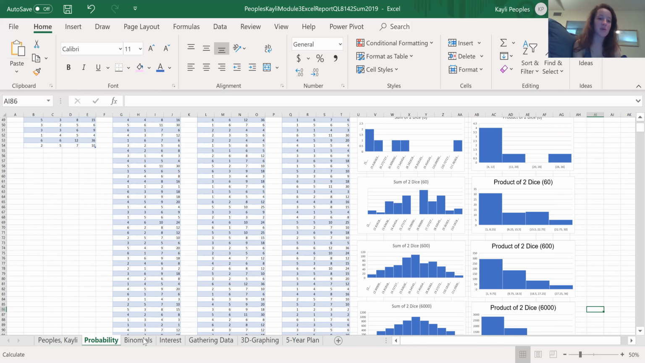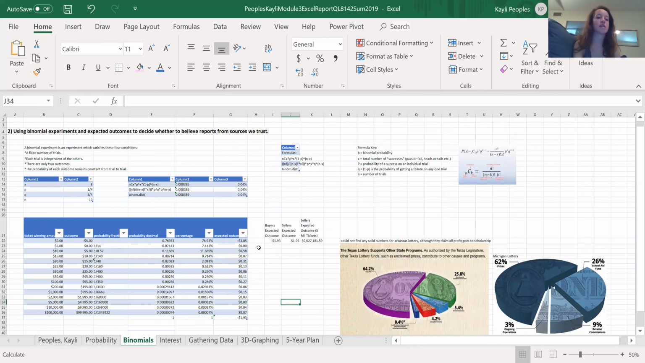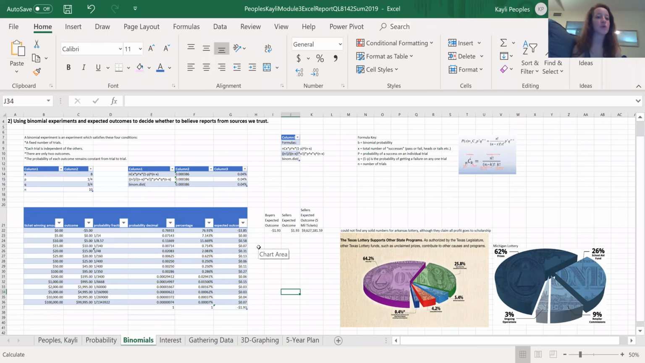So that's the probability page. Here's my binomial one, where we use binomial experiments and expected outcomes to decide whether to believe reports from the sources that we trust. Let me go to what you want before I start explaining this.